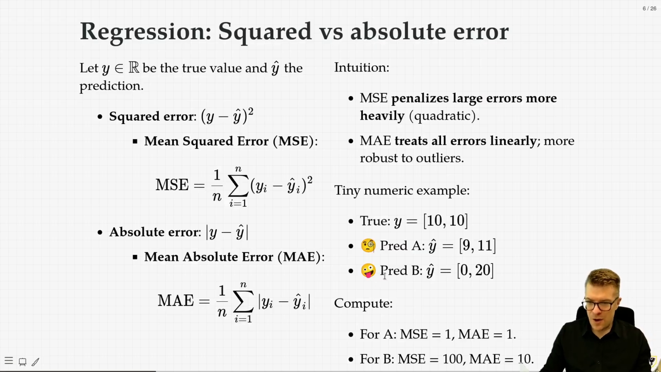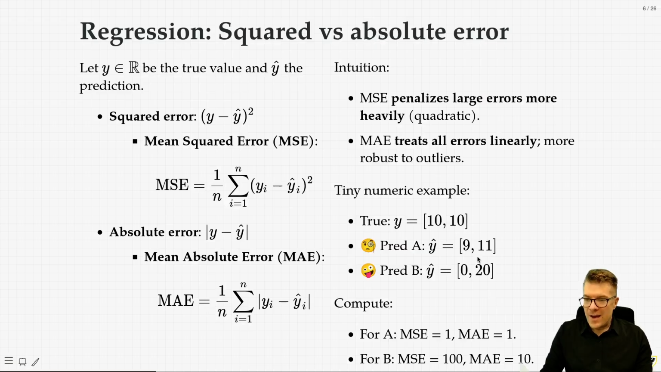But now look at this wonky model B over here. For the first data point, where the true output is 10 and model B predicts 0, the absolute difference here is 10, and the squared difference of 10 is 100. And similarly for the second data point, the absolute difference is 10, the squared difference is 100. So the two squared errors are both 100. We add those two together, you get 200, divide by 2 because there are two instances in the test set, and you get a mean squared error of 100.